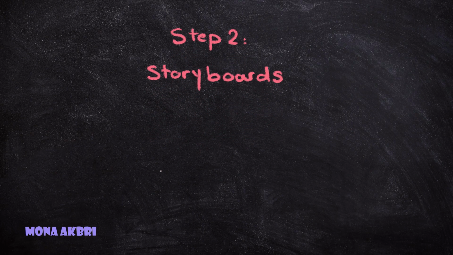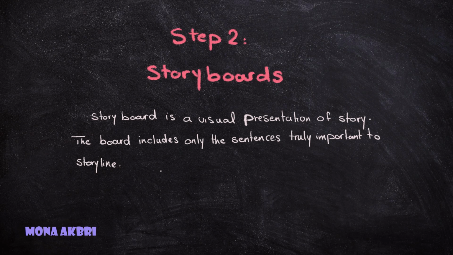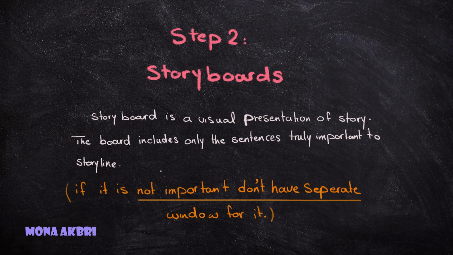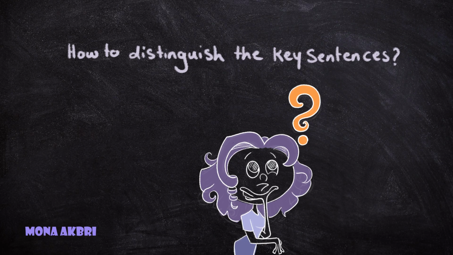But the question is, what is the storyboard? Storyboard is a visual presentation of the story, which means we will draw every important scene and sentence in the script in a window. The board includes only the sentences truly important to the storyline. P.S. If it is not important, don't have separate window for it. I will show you in some examples, but before that, I want to ask a question. How to distinguish these key sentences that we should draw?